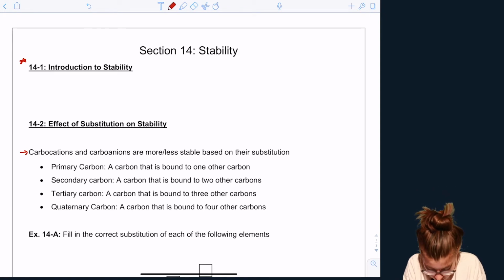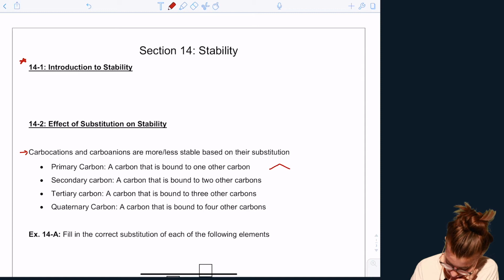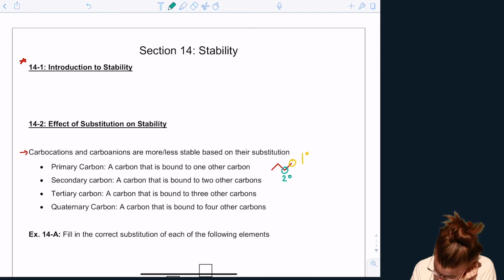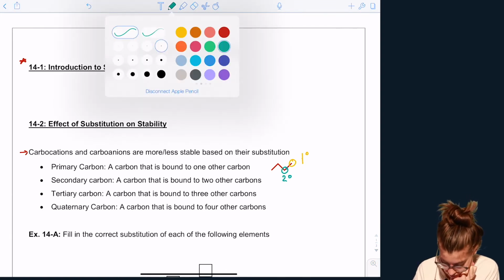So a primary carbon is a carbon that's bound to one other carbon. Okay, so let me draw an example of that. That's horrible. Let's try that again. Okay, so this carbon right here would be considered primary because it's only connected to one other carbon. Secondary carbon, a carbon that is bound to two other carbons. All right, so this carbon right here is considered secondary because if you count, it's bonded to two other carbons. Okay. All right, a tertiary carbon is a carbon that is bonded to three other carbons.